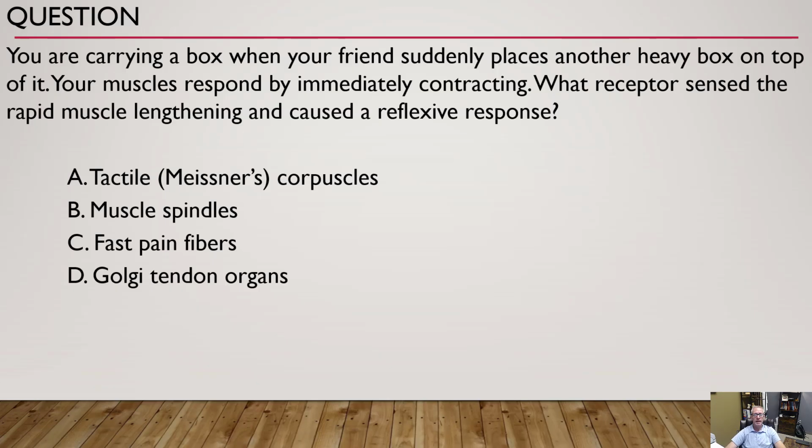All right, so you're carrying a box when your friend suddenly places another box on top of it. Your muscles respond by immediately contracting. What receptor senses the rapid muscle lengthening and causes a reflexive response?